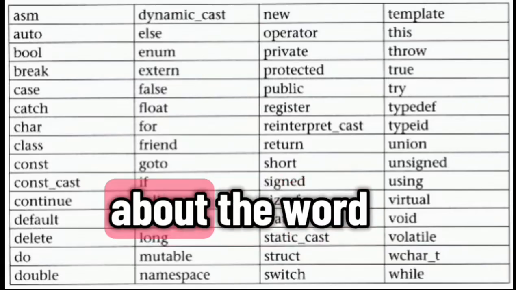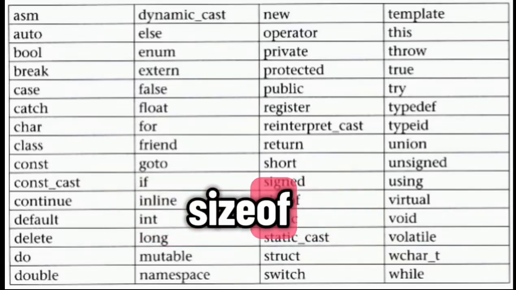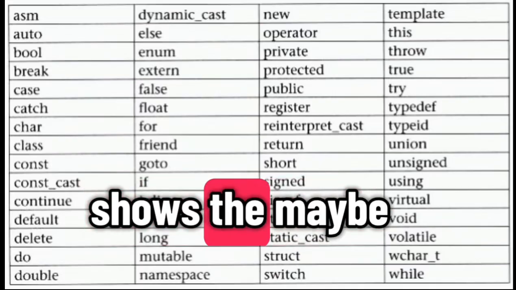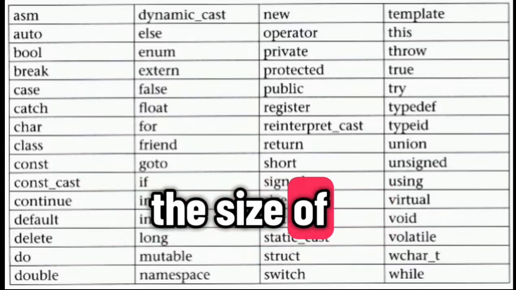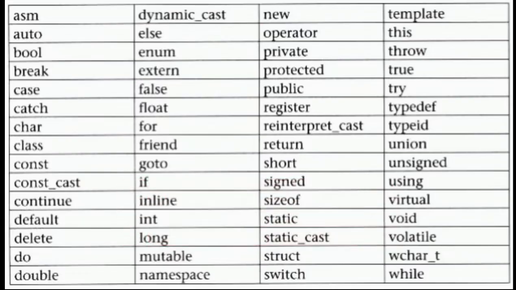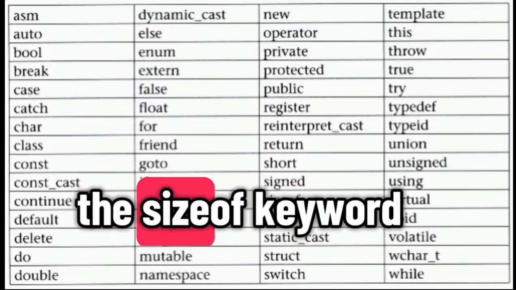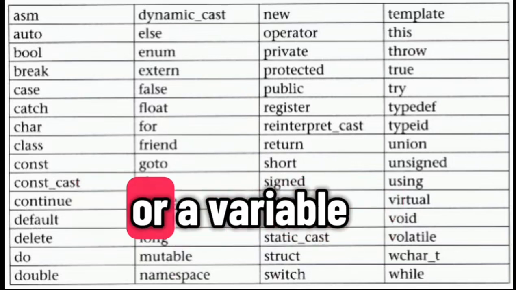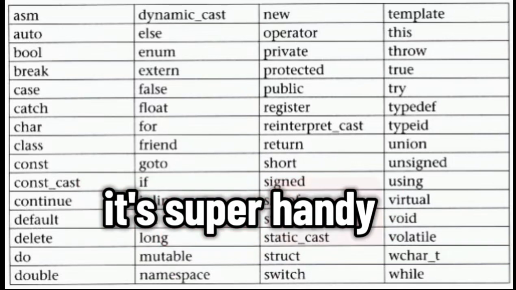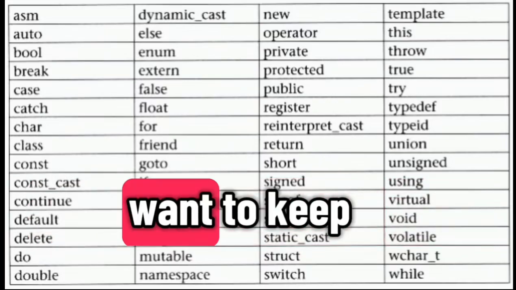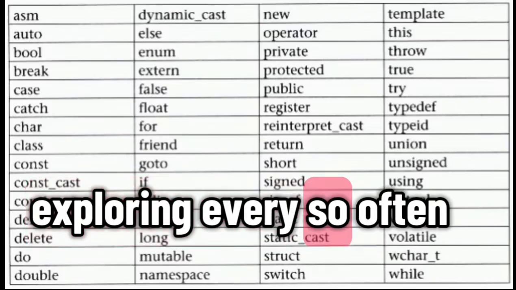Okay, let's talk about the word sizeof. I think the sizeof keyword shows maybe the size of a type or a parameter. Am I right? You've got it. The sizeof keyword is used to determine the size in bytes of a data type or a variable. It's super handy when you need to understand memory usage or perform low-level operations. Want to keep exploring?